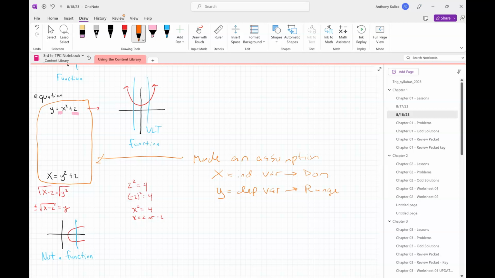Now, if I had flipped that assumption, if we had assumed that the y was the independent variable representing the domain, y equals x squared plus 2 would not be a function, but x equals y squared plus 2 would be a function, right? And vice versa. So there's a little bit of ambiguity here when we write the equations as y equals something, because we don't really know for sure which is the independent or dependent variable.